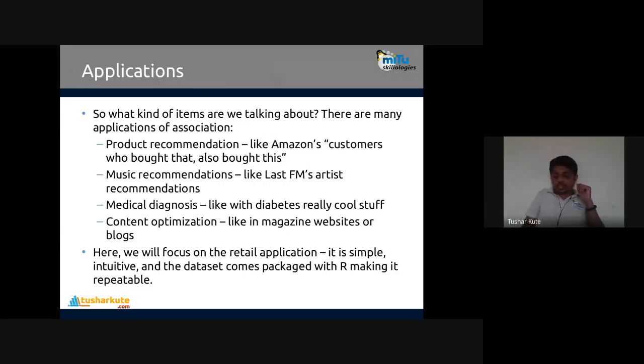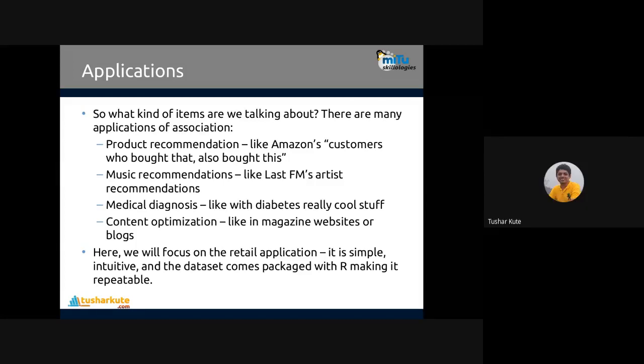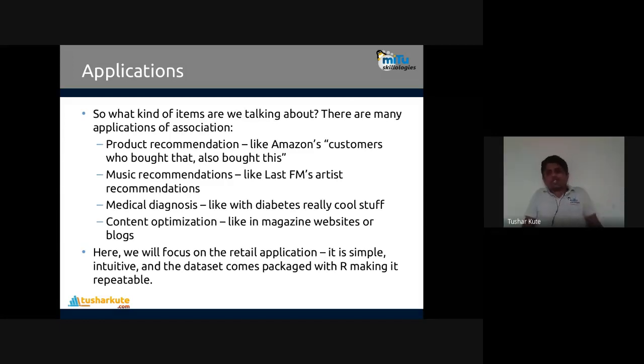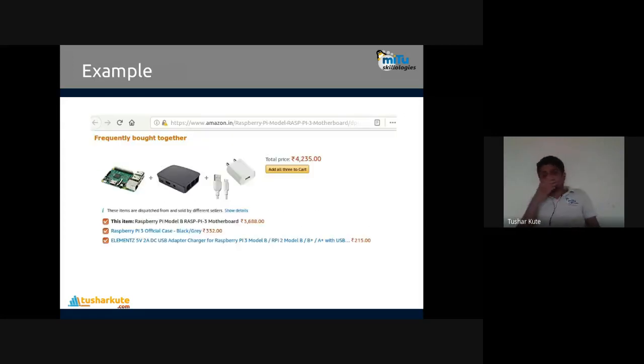Where do we use this kind of technique? Some more applications are also there, but let's talk about some common applications here. So what kind of items are we talking about? There are many applications of associations. Product recommendation systems, like Amazon that we have, are something like this.